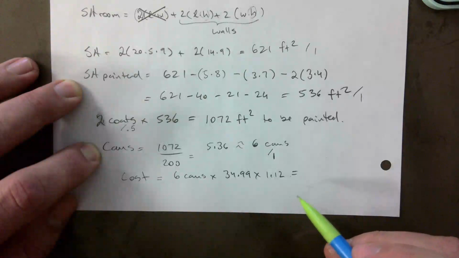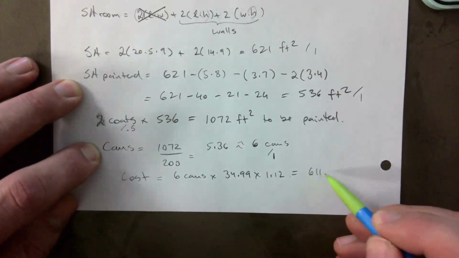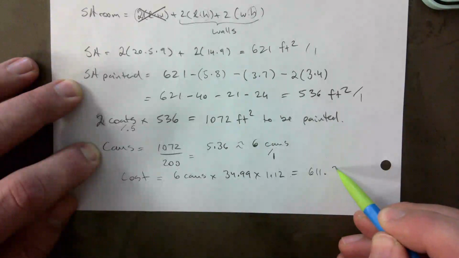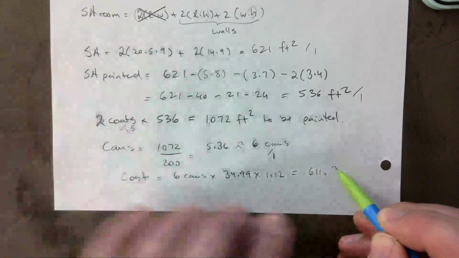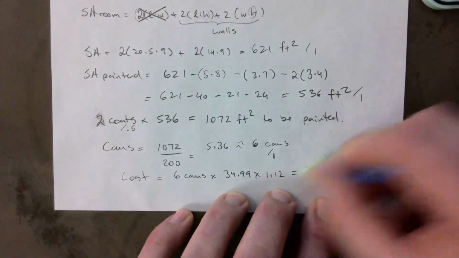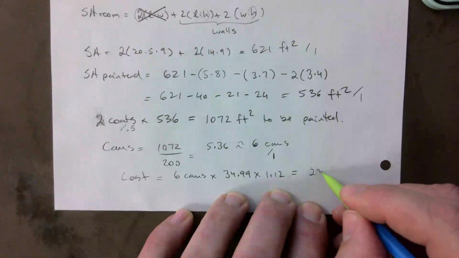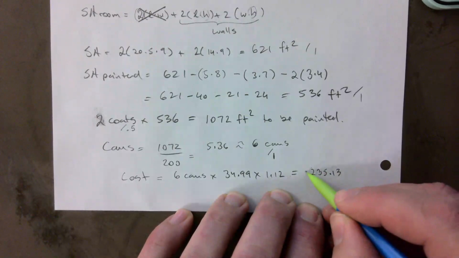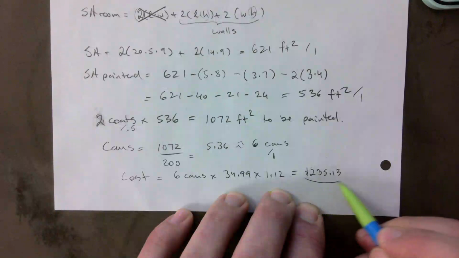So 6 times all of that gives you... No, sorry, looking at the wrong one. $235.13. Okay, that is my final answer.